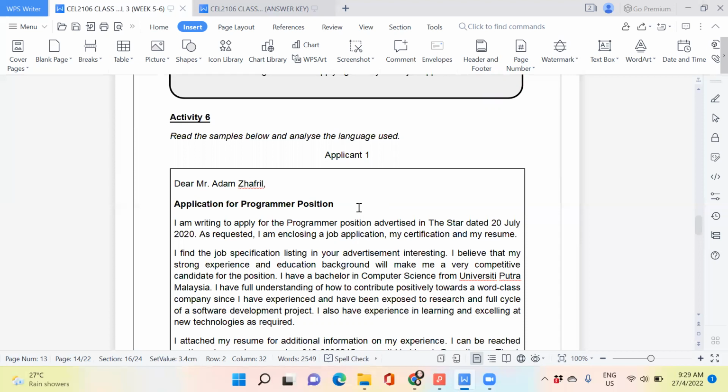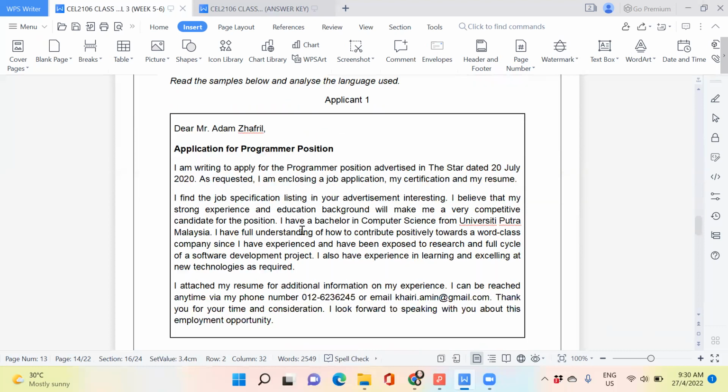Dia kena customize a bit. I don't mean to change the whole structure of the letter. No, you can have a template. You can have the most general, one basic template of cover letter, and all you have to do is whenever you are applying for a certain job, you can just tweak the information a bit to fit the job that you're looking for. That's it. Okay. All right, next.